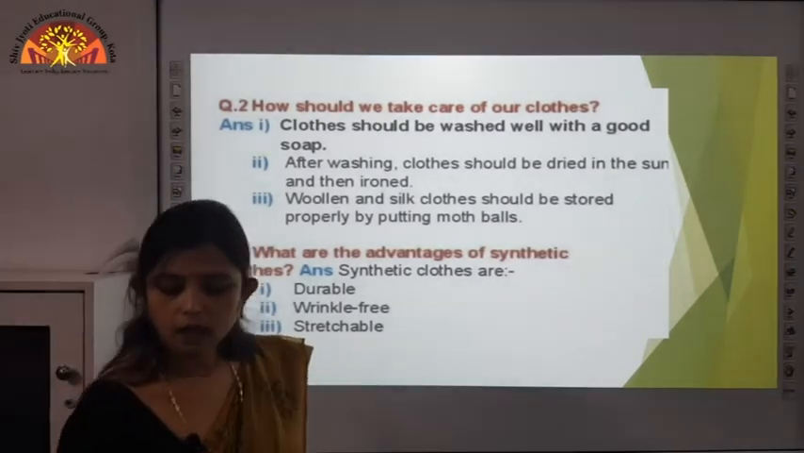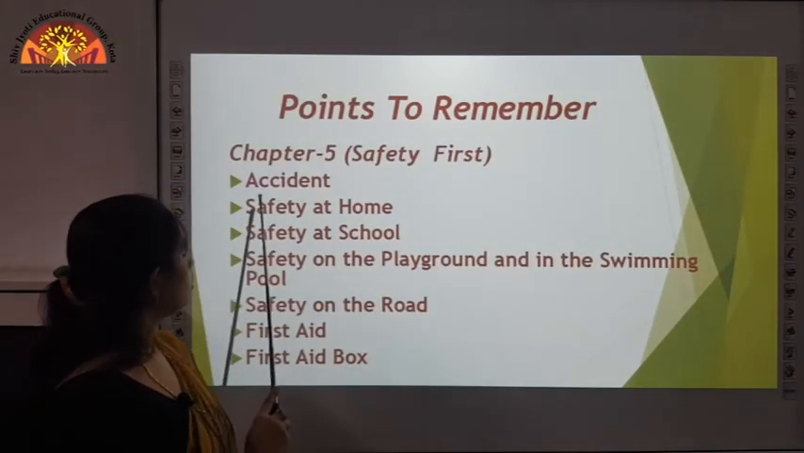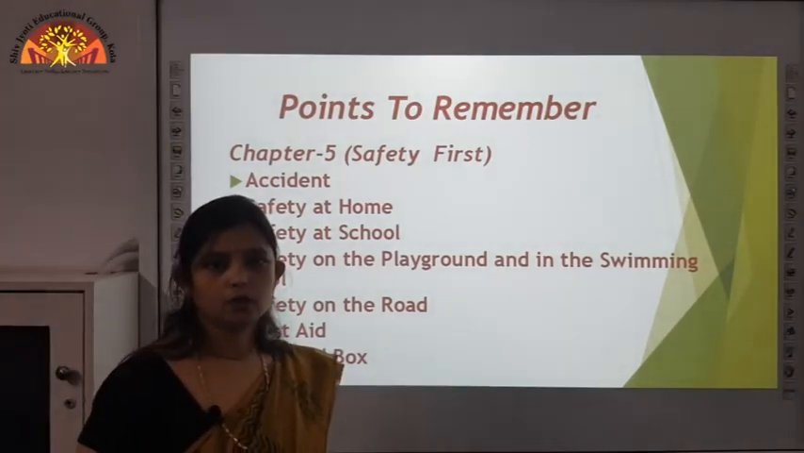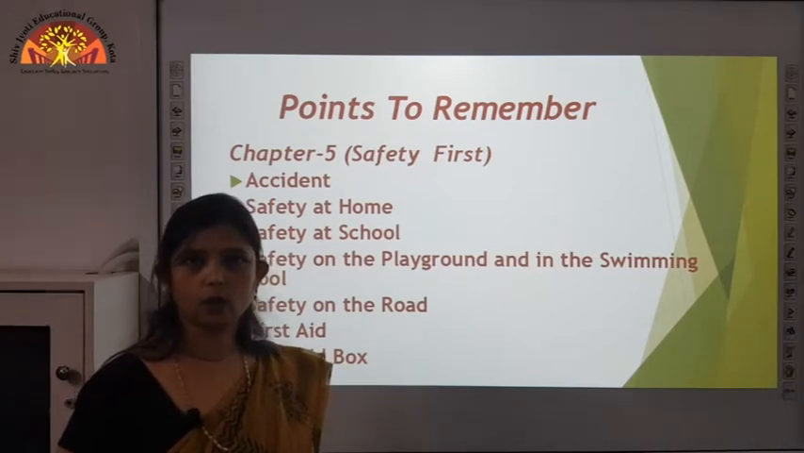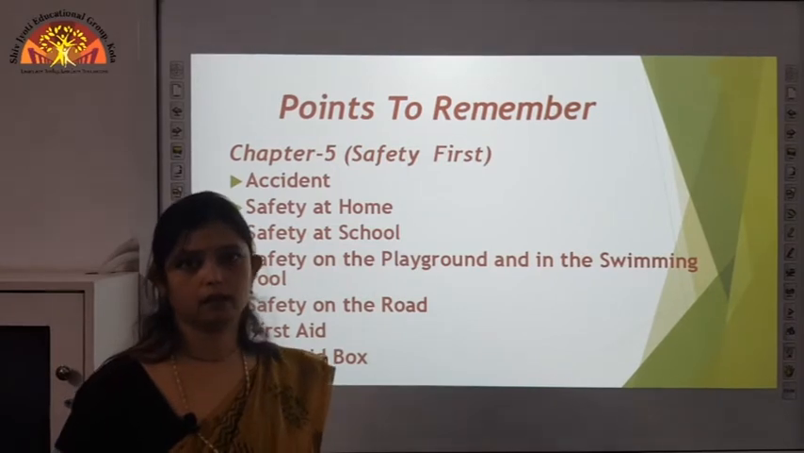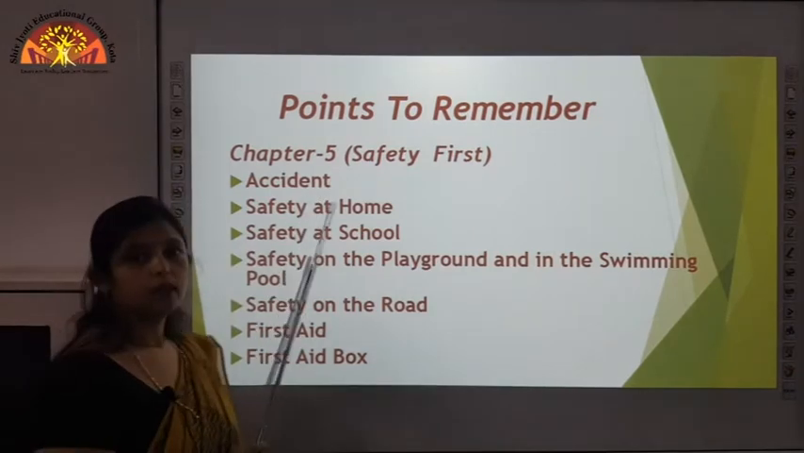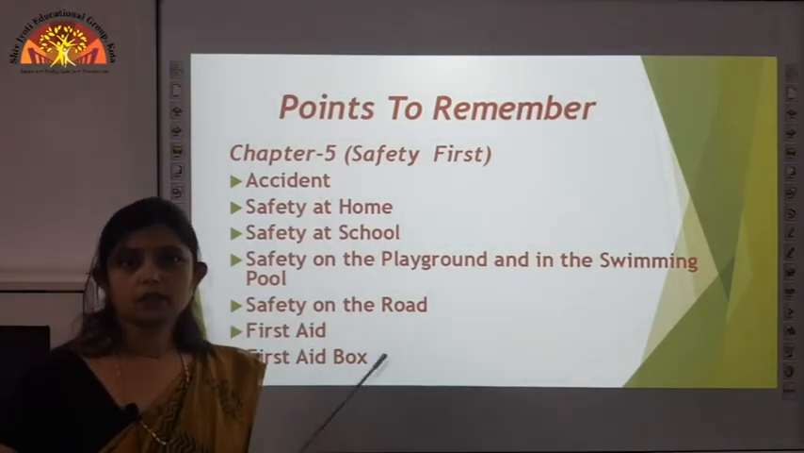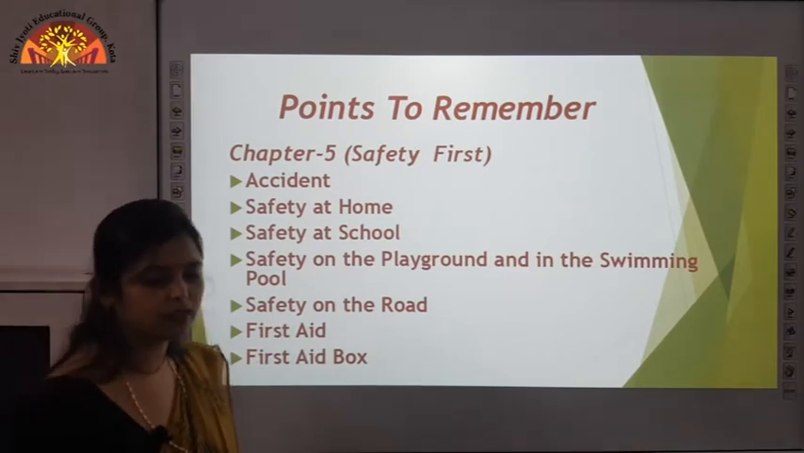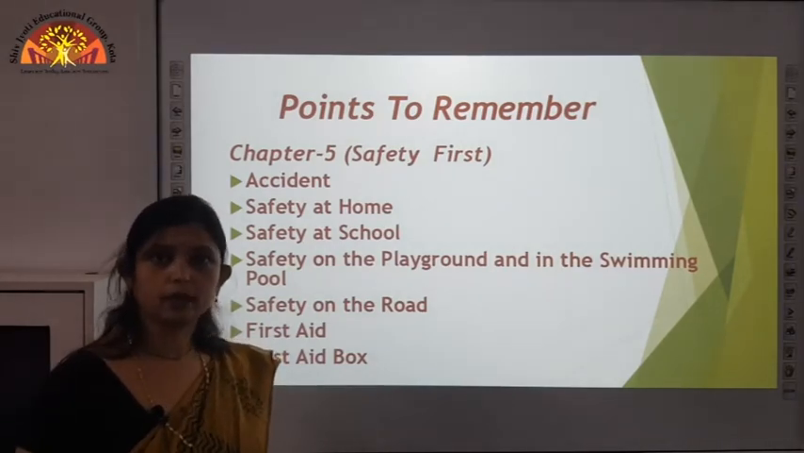So students, let's start with the explanation part of this chapter. So here safety means to be careful. So whenever a person is careless or he is in hurry, then what happens? In such cases, accidents occur. Now, what is an accident? An accident is an unpleasant event that occurs unexpectedly and causes injury. Unpleasant event means which we don't like. Okay. It is not a good thing to get an accident.